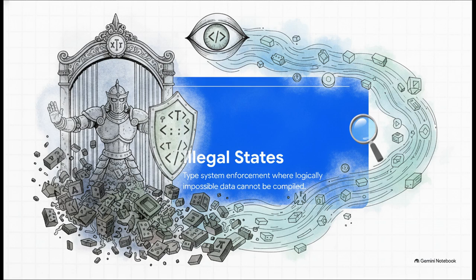So we're talking about making illegal states unrepresentable. It's basically the holy grail of functional programming and type-driven design. But what does that actually mean for us? Well, it means leaning so heavily on your language's type system that if a piece of data is logically impossible in the real world, it's physically impossible to compile in your code. The compiler essentially becomes your bouncer, kicking out bad logic before it ever gets a chance to run.